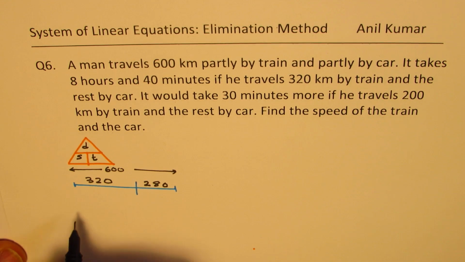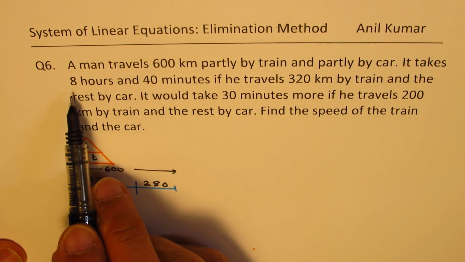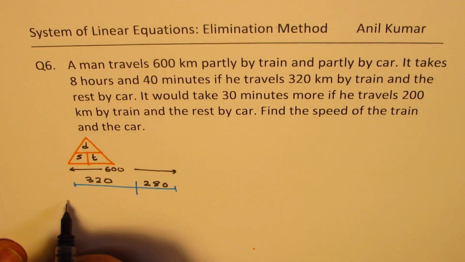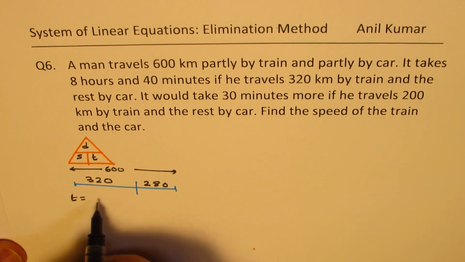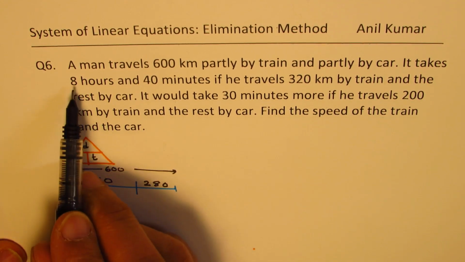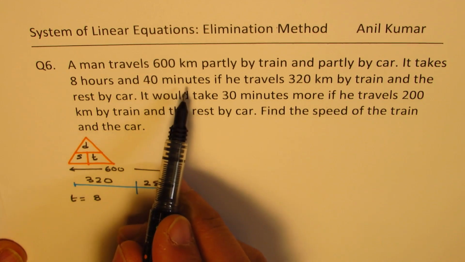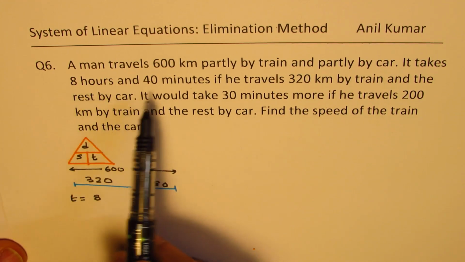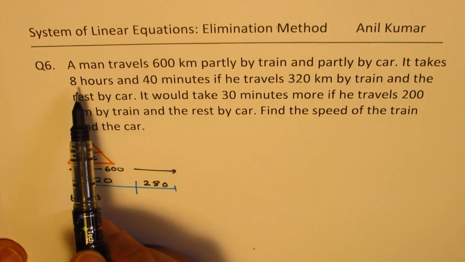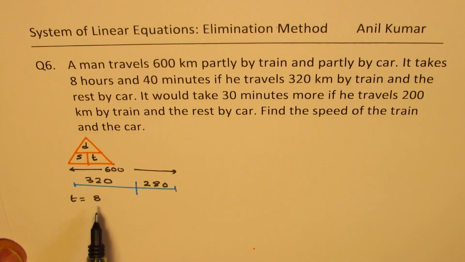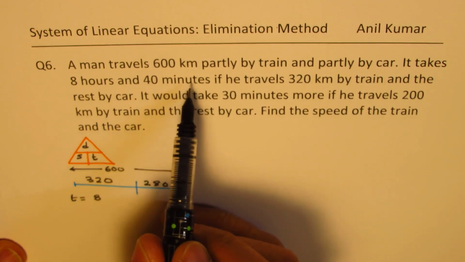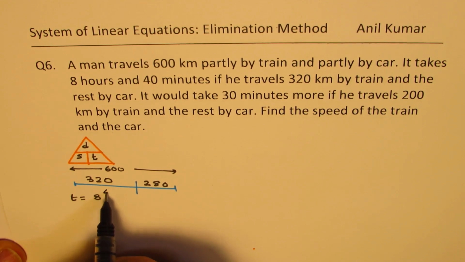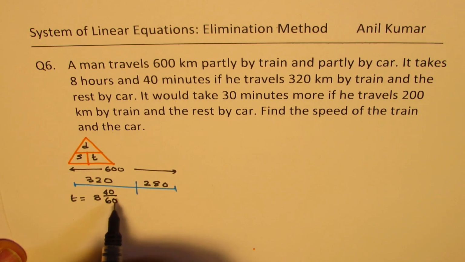Now, for all this, the time taken is 8 hours and 40 minutes. So time t for us is 8 hours, and 40 is in minutes. We need to convert them into one unit. As you prefer, you could do it in hours or in minutes. I prefer to do it in hours, and we are going to use fractions. See how. 8 hours and 40 minutes. 40 minutes means what? 40 in hours is 40 over 60. So that gives you time in hours.